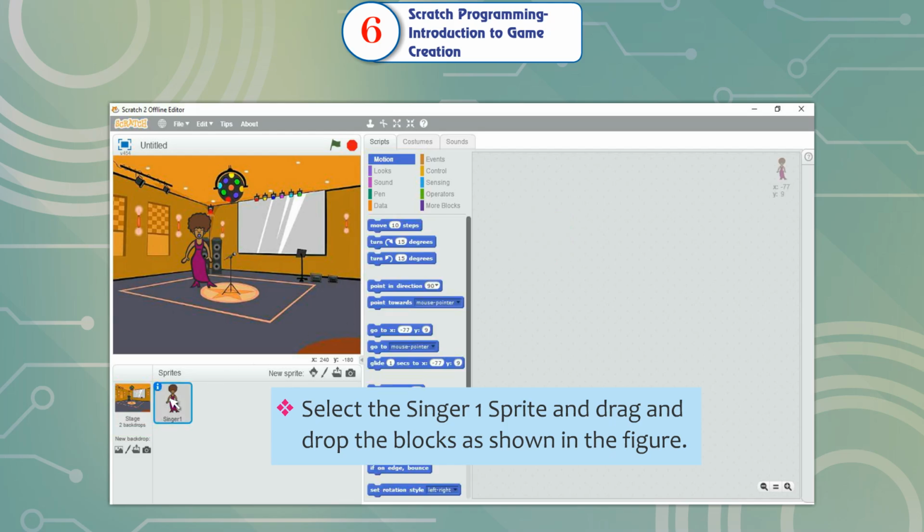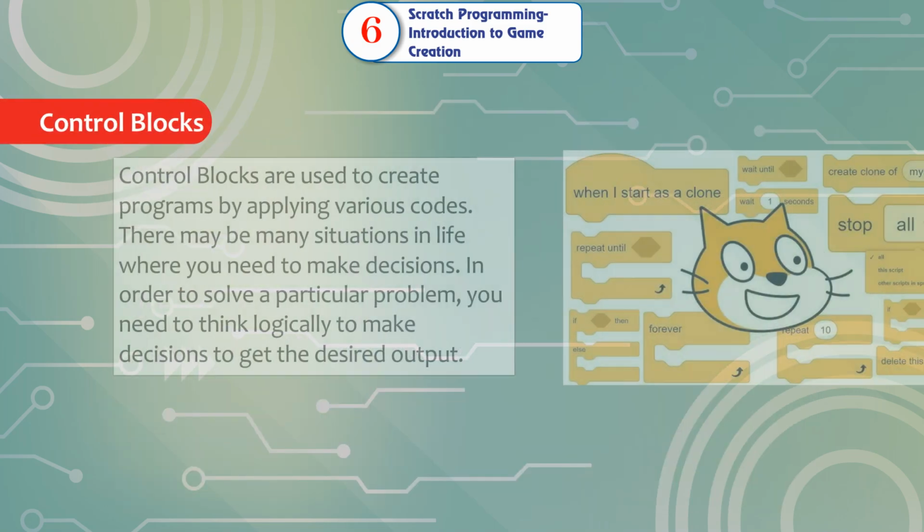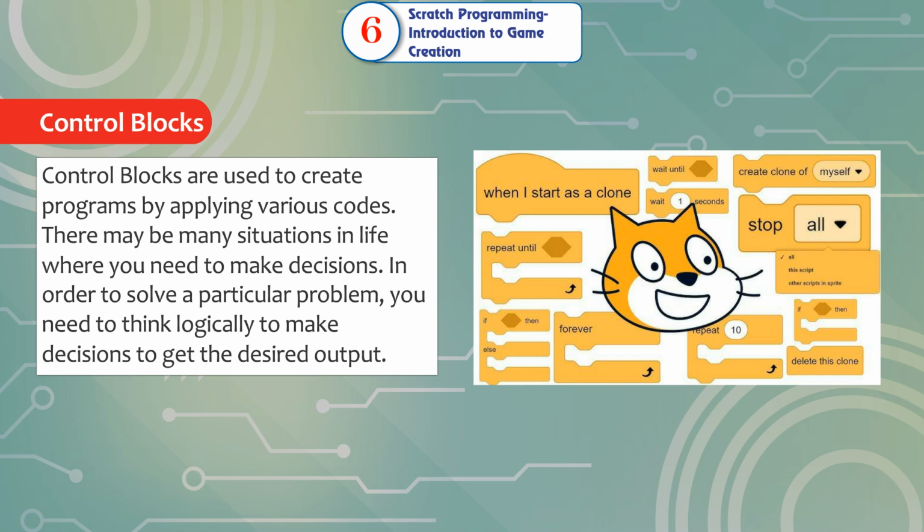Select the Singer 1 sprite and drag and drop the blocks as shown in the figure. Click on the green flag to run the project. Control blocks. Control blocks are used to create programs by applying various codes.